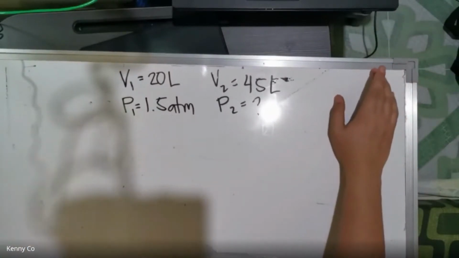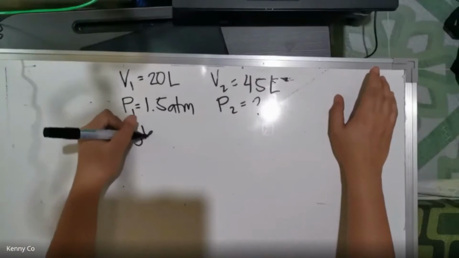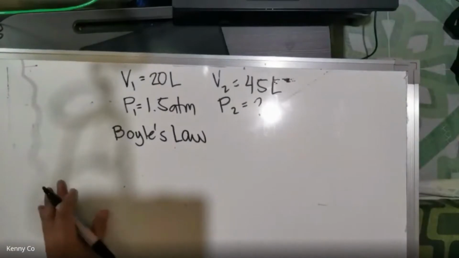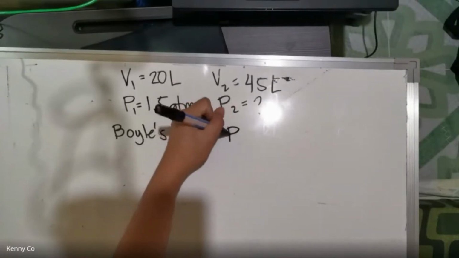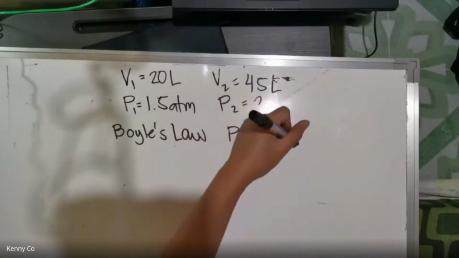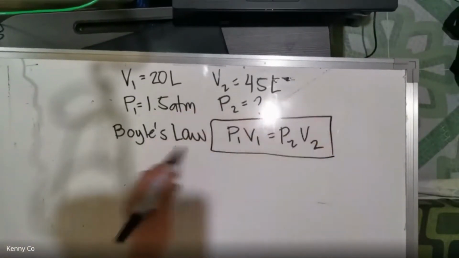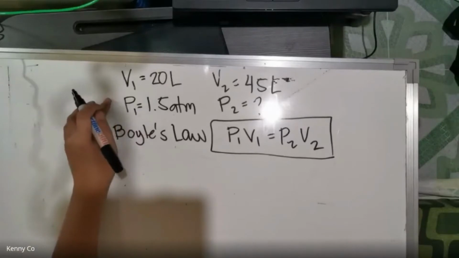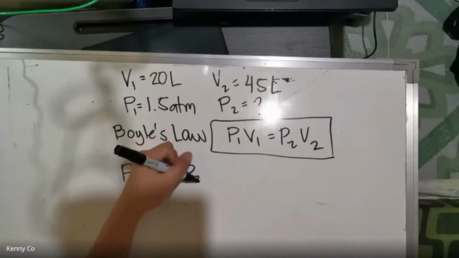Now, the gas law, which is about the volume and pressure, is called the Boyle's law. Boyle's law is the gas law which is concerned with the relationship of volume and pressure. It is mathematically expressed as P1 V1 is equal to P2 V2. Okay? So, ito yung formula for Boyle's law. Next, using our given, ano ang nawawala? Pressure. P2.